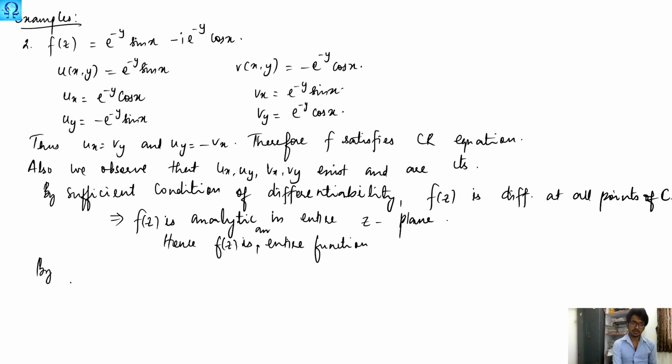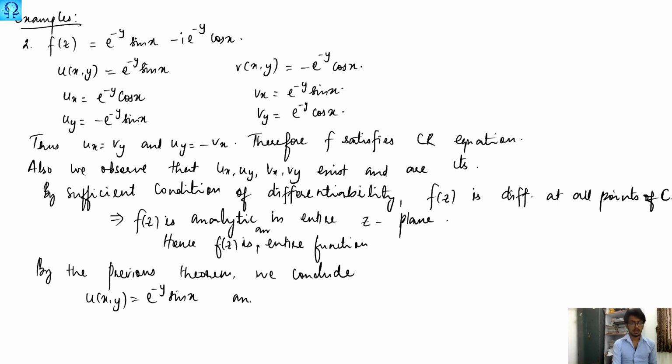By the previous theorem, we conclude that u, that is e to the power minus y sin x, and v, minus e to the power minus y cos x, are harmonic.